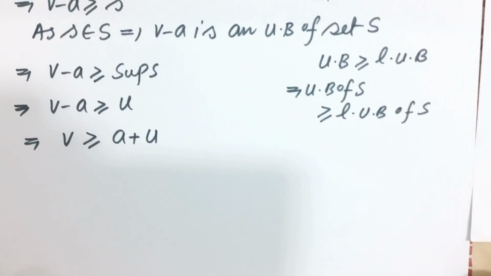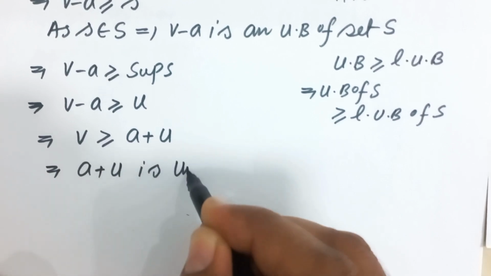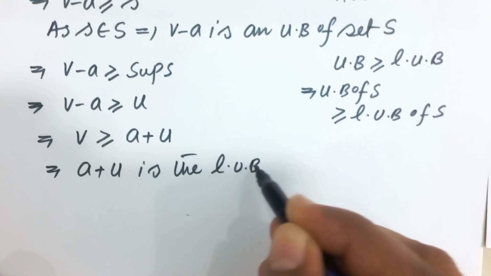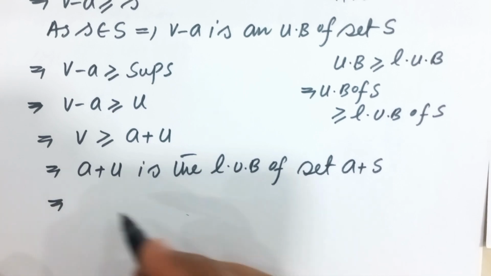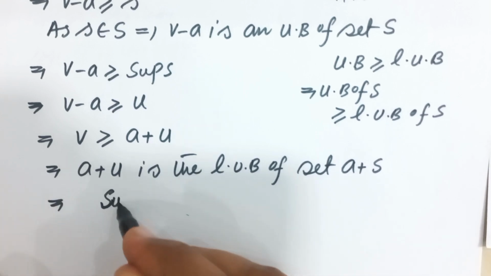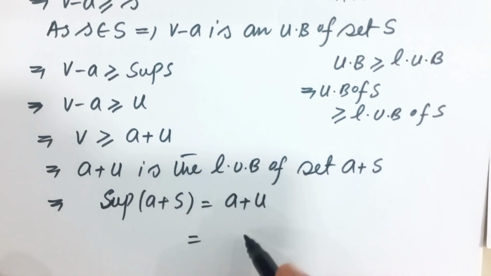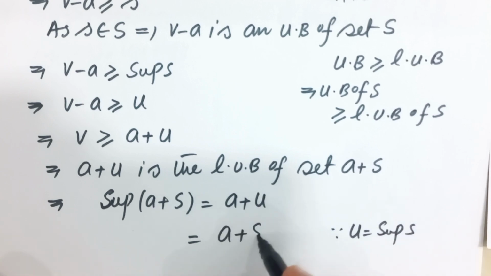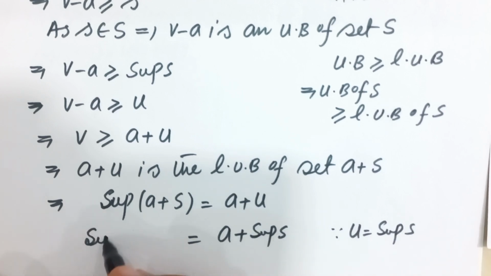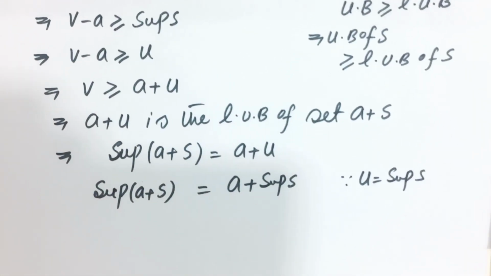This implies A plus U is the least upper bound of set A plus S. In other words, supremum of A plus S is equal to A plus U. As U is the supremum of S, by substituting U equal to supremum of S, we obtain the required result. So this is a simple proof.